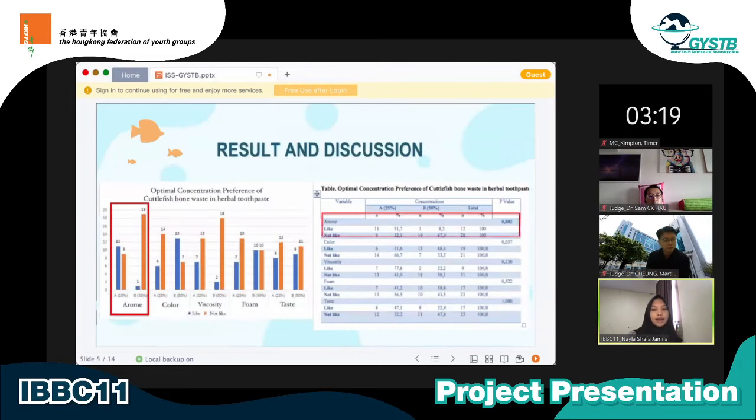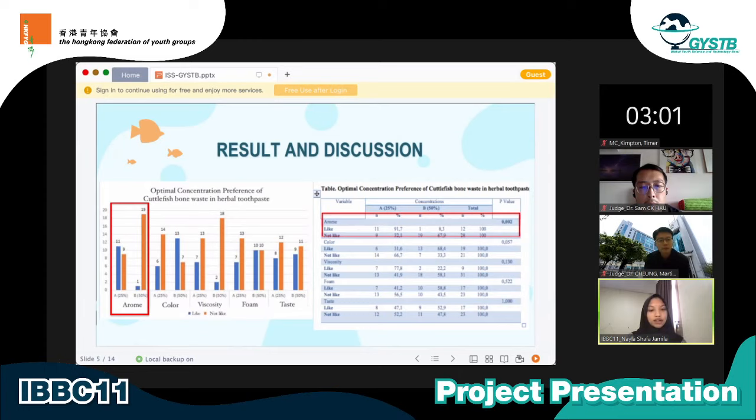Based on the graph, it can be seen that most of the participants like the aroma of herbal toothpaste with concentration A of cuttlefish bone, as many as 11 people, and they like the aroma of herbal toothpaste with concentration B of cuttlefish bone, as many as 90 people, 67.9%.